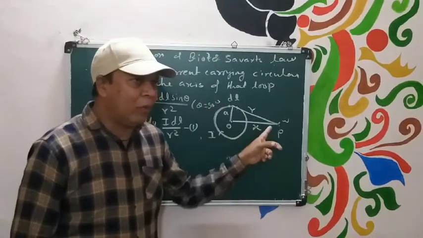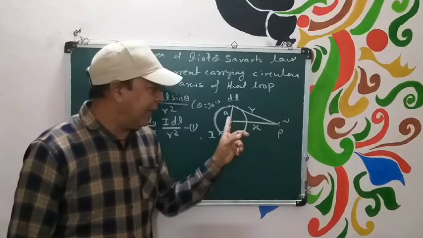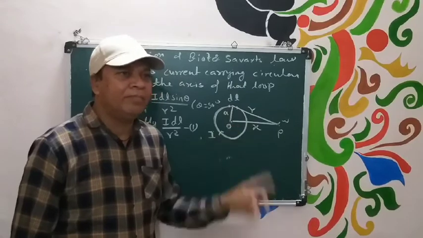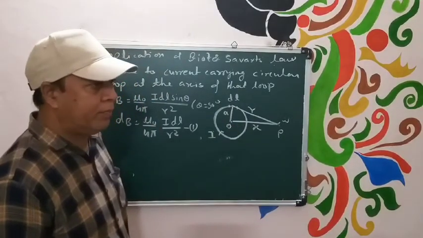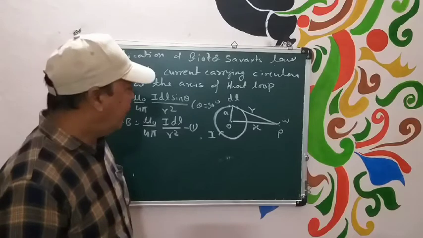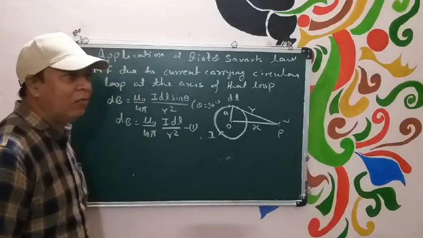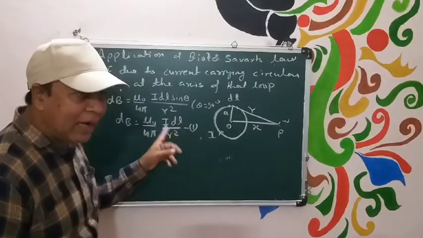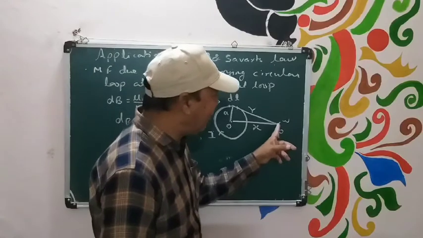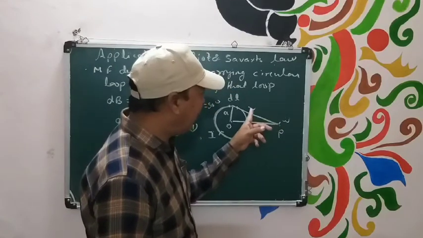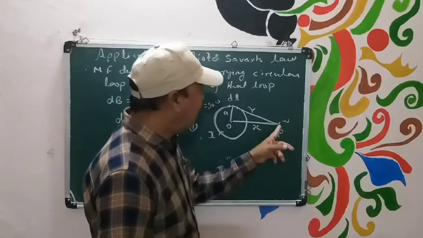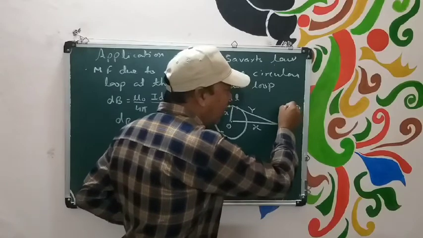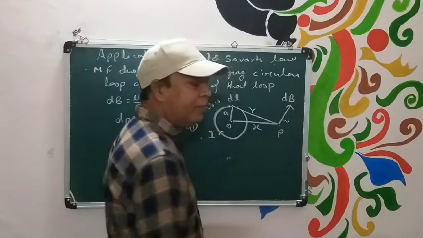And what is the location of point P? It lies on the axis, that is x distance away from the center of this loop. Okay. Now direction of dB should be perpendicular to dl and r both. So at point P, direction of dB should be perpendicular to r, and perpendicular to dl. That means this should be the direction of dB. Clear?